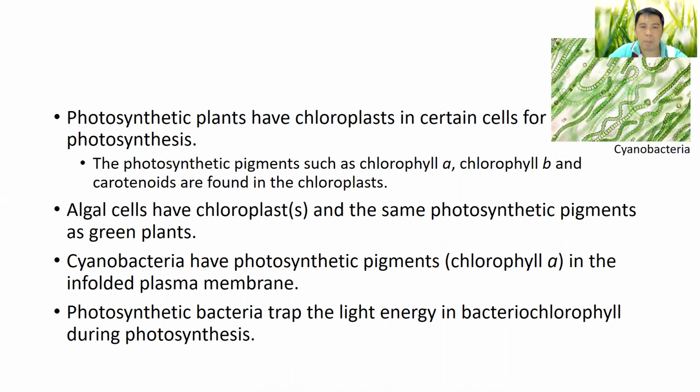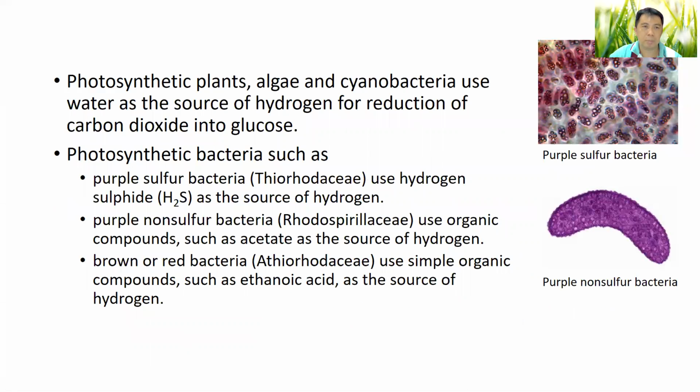Algal cells have chloroplasts and the same photosynthetic pigments as green plants. Cyanobacteria have photosynthetic pigment, which is only chlorophyll A, in the enfolded plasma membrane. Photosynthetic bacteria trap the light energy in bacterial chlorophyll during photosynthesis.